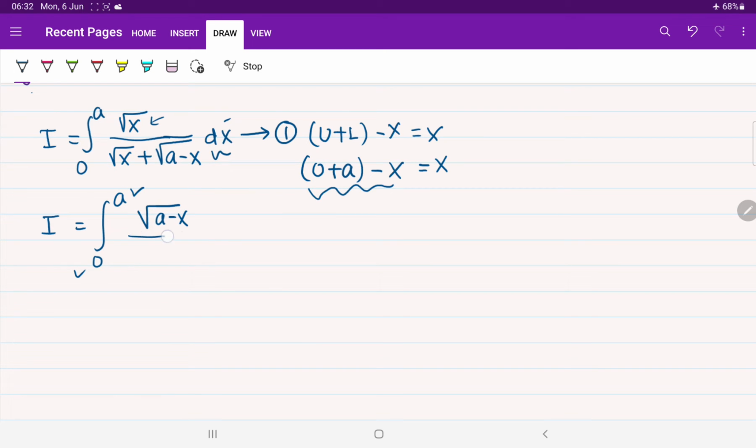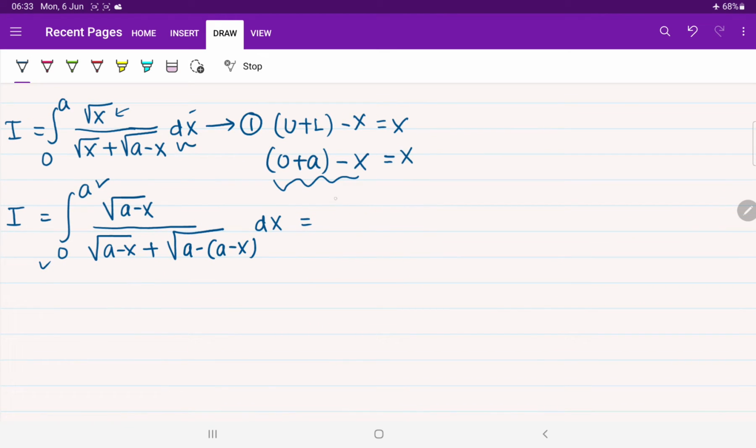Now go to the denominator, replace x by a minus x, and again in the denominator, a minus x will be replaced by a minus x with respect to dx. Now what is the conclusion? If you reduce this expression, you will be getting 0 to a.